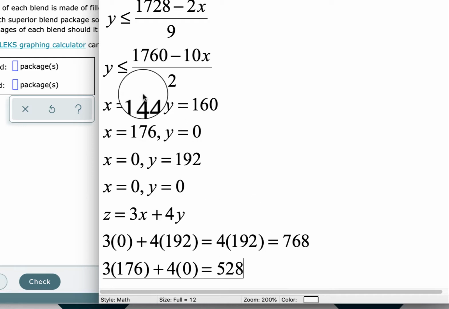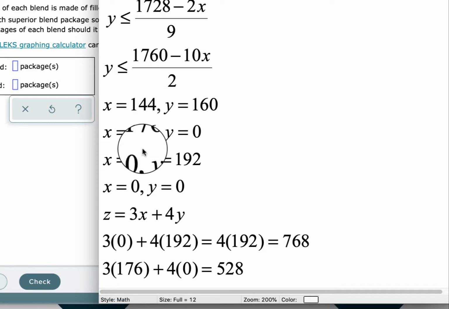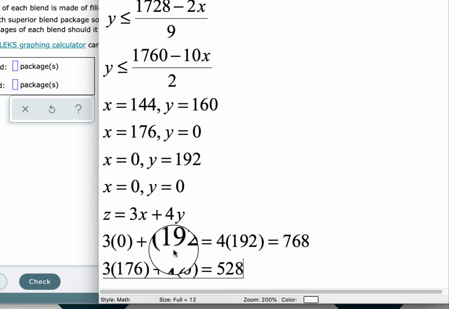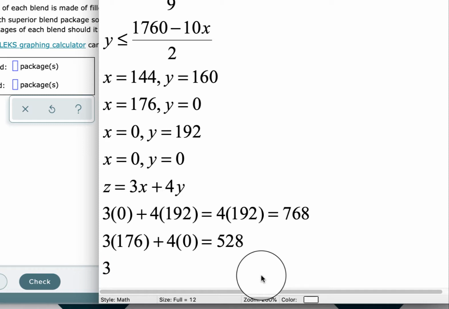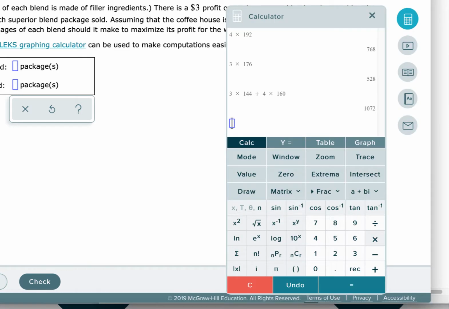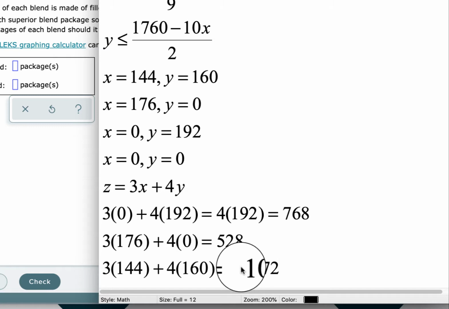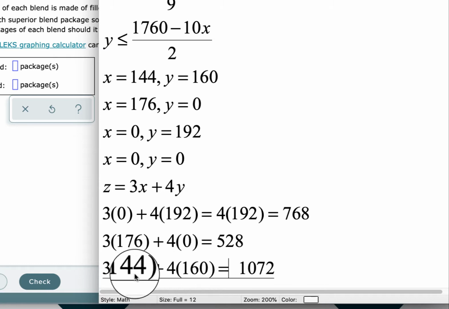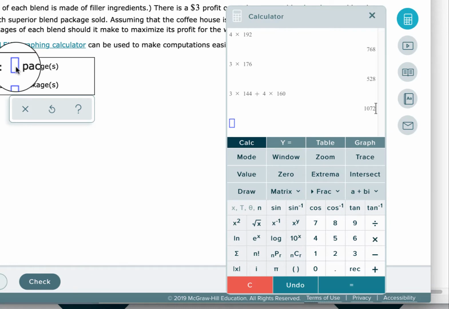And then let's try our intersection point, 144 and 160. And it looks like clearly it's going to be a winner because 3 times 144 and then 4 times that 160 is definitely going to work out. So we take 3 times 144 plus 4 times 160. And we get 1072. And so we can see that 144, 160 will maximize. Well, 144 represented x, which was our economy blend. And 160 represented our y.